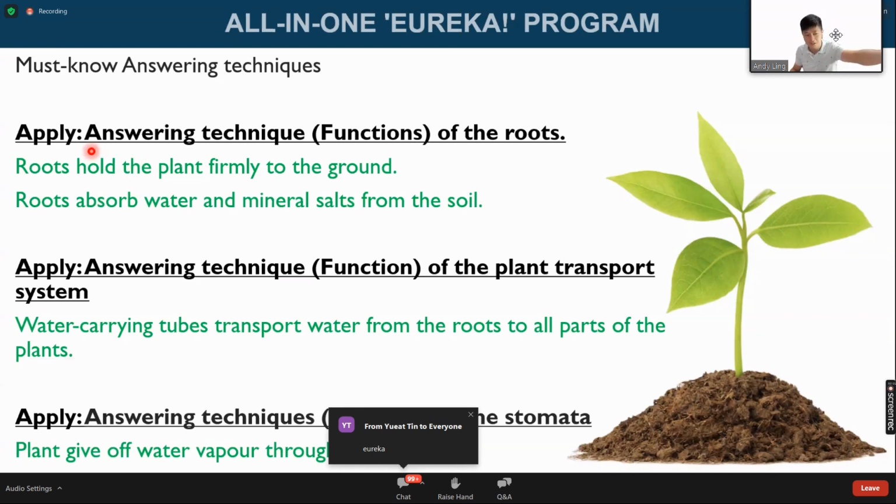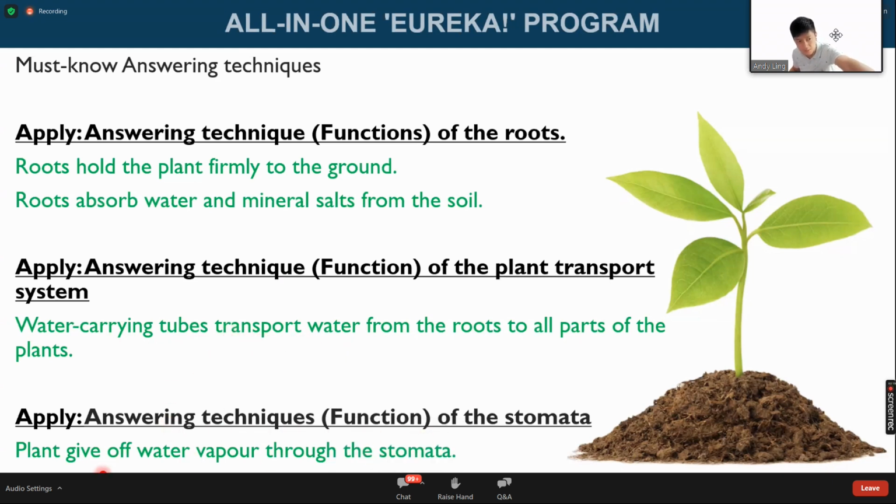So when it comes to the functional rules, we need to recall the necessary answering techniques, rules that hold a plant firmly or rules that hold water. Apply answering techniques to the plant transport system: water carrying tubes transport water, and so on. And the function of stomata: plants give off water vapor through stomata. By now, your child should have already memorized this. So again, parents, I give you a few seconds, you can take a picture.